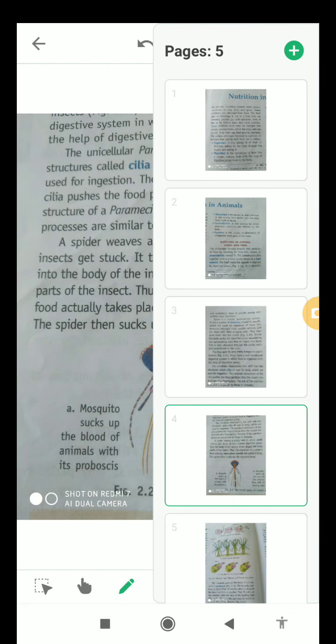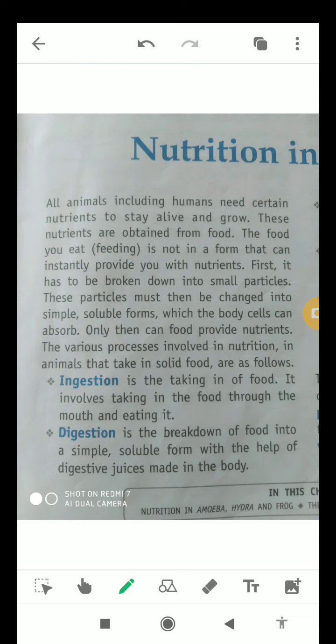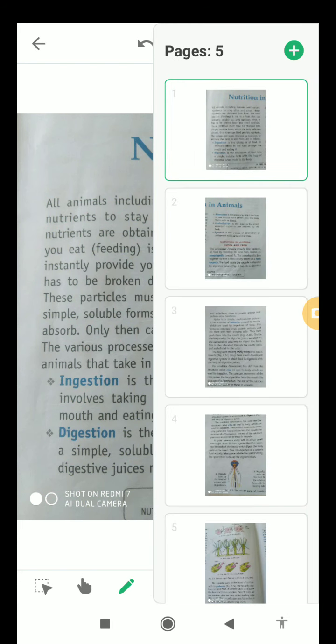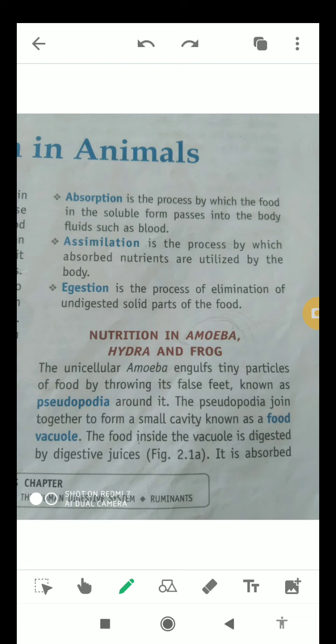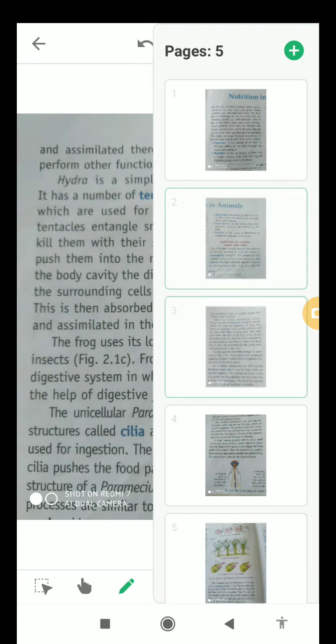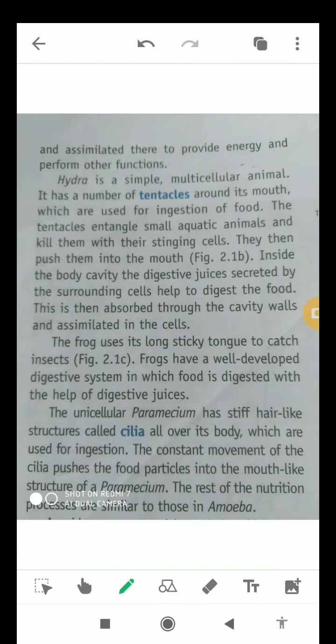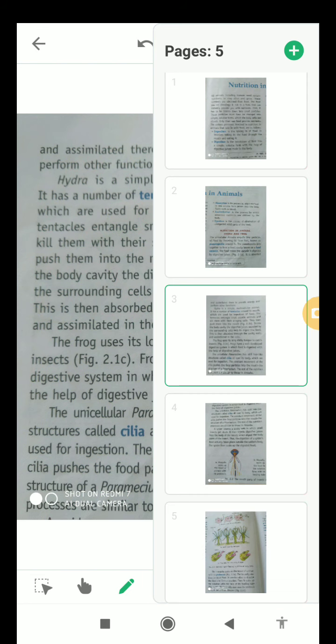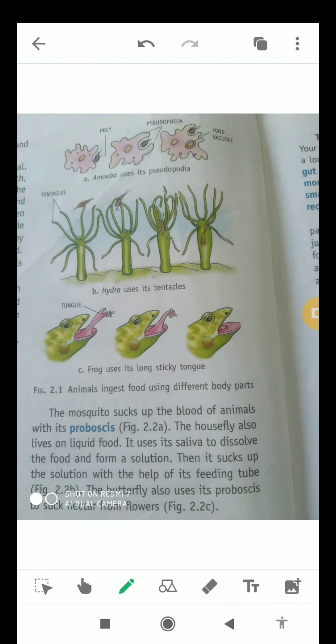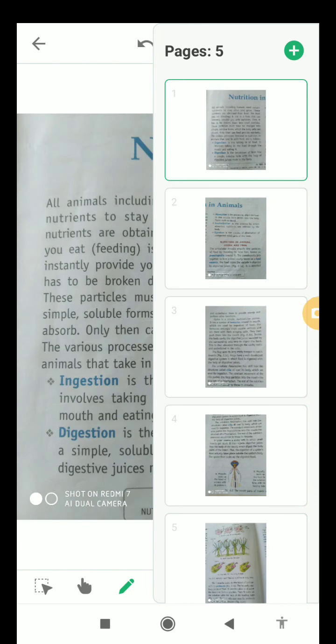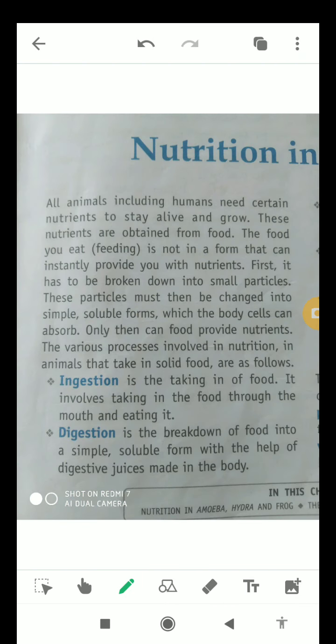So this is all about the process of nutrition, the various steps involved in it, like ingestion, digestion, absorption, assimilation, and egestion. Apart from this, I also told you how nutrition takes place in amoeba, and how the nutrition process takes place in hydra. Apart from this, I also told you how the nutrition process takes place in frog as well as in paramecium. Okay, students. So now I am hopeful that you will be able to tell about everything in detail without any hesitation.